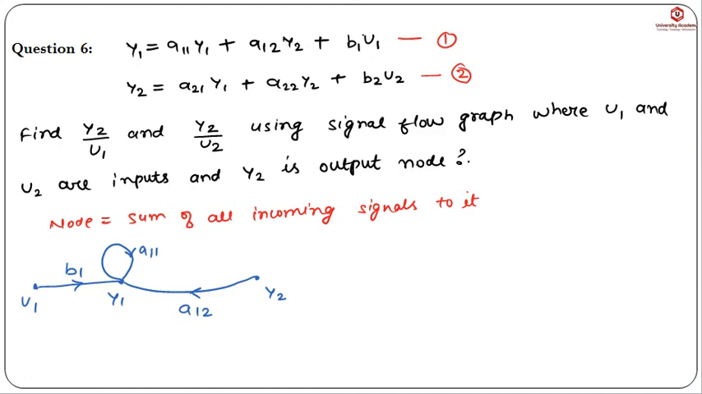Okay, now let us come to the y2 node. Now y2 is equal to a21 into y1. So the signals will be coming towards y2 like this.